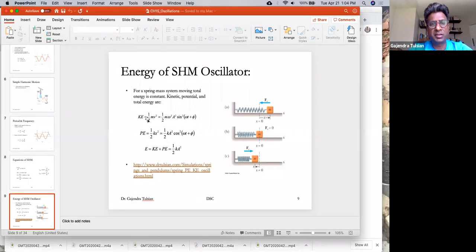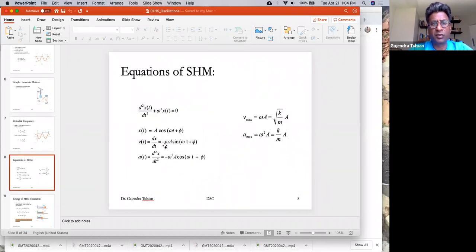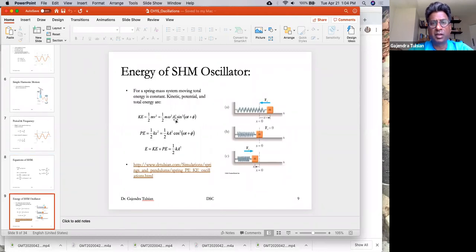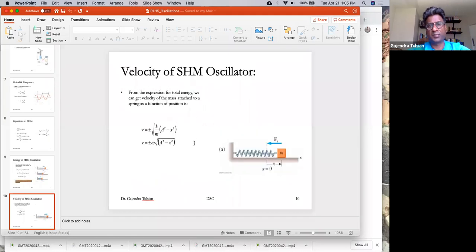The kinetic energy is 1/2 mv squared, and you can substitute the expression for v from here and put it in there, and you get that expression. The potential energy is 1/2 kx squared, and you can substitute the expression for x from the previous slide and put it there. And if you add the two, the total mechanical energy, kinetic plus potential energy, you get a term that is not dependent on time. Kinetic energy depends on time, potential energy depends on time, but their sum does not depend on time, and it's a constant. So the energy of a simple harmonic oscillator remains constant as long as there's no friction.